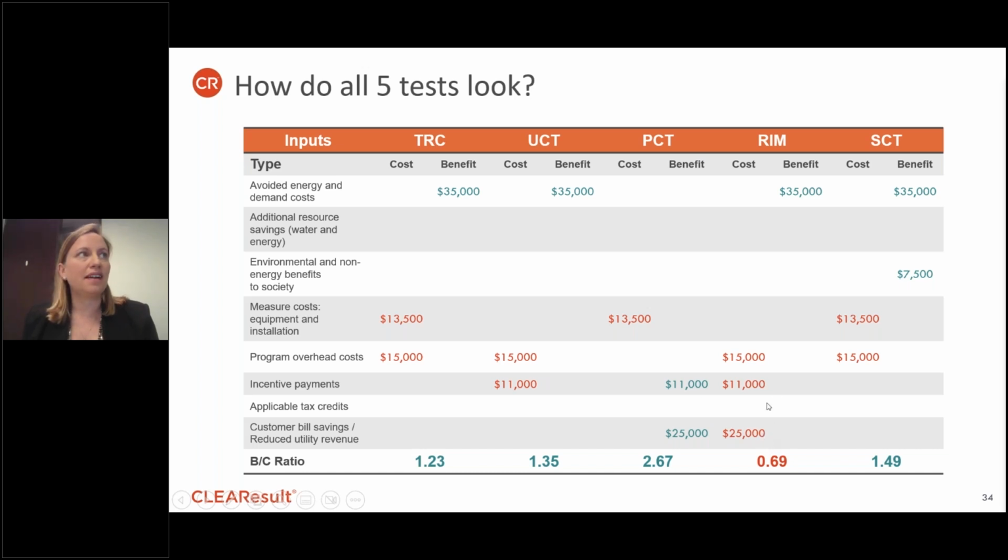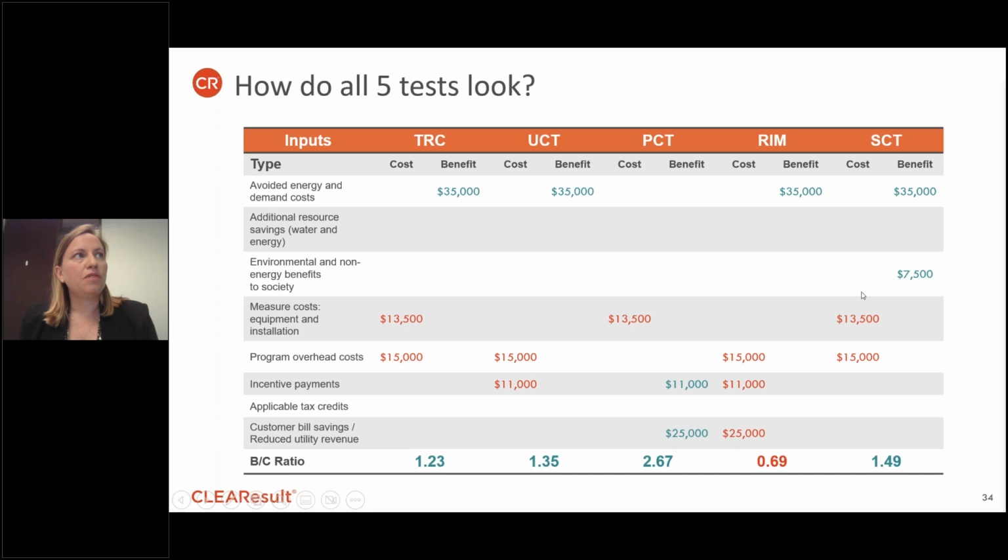So in this case, with our only benefit being the avoided energy and demand cost, we're going to see that we drop below 1 here. So our RIM test is coming in below 1, indicating that from the perspective of the RIM test, this potentially is not going to be a cost-effective offering if that is the main screening test that you're using to determine whether or not to move forward with an offering.